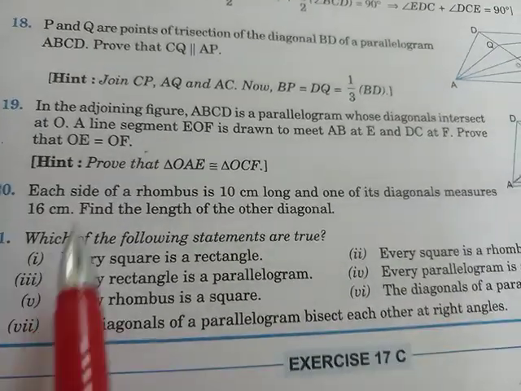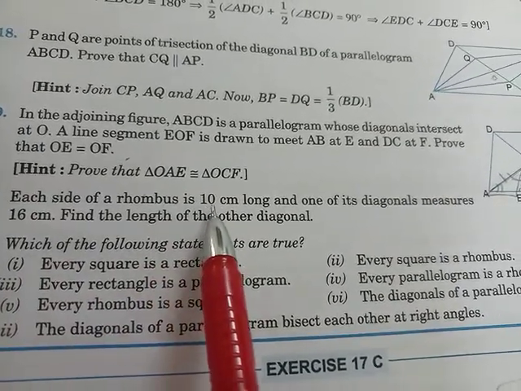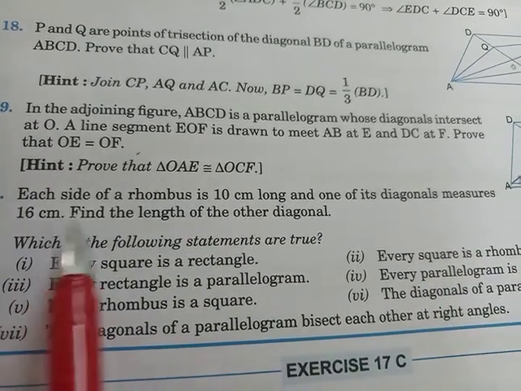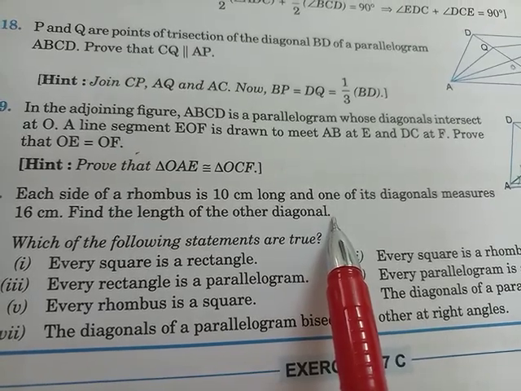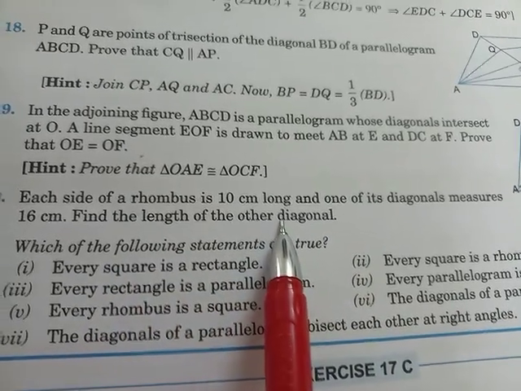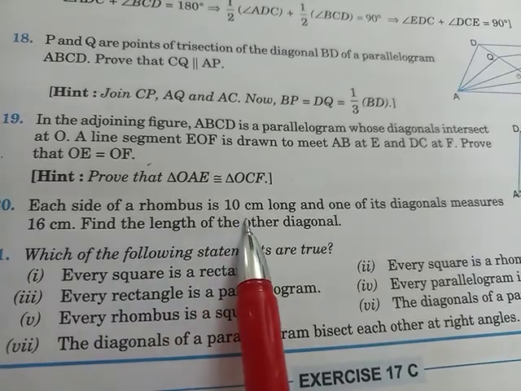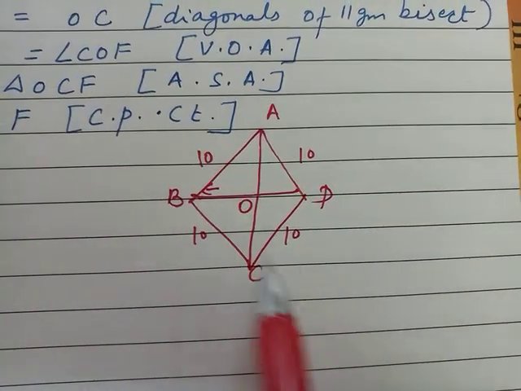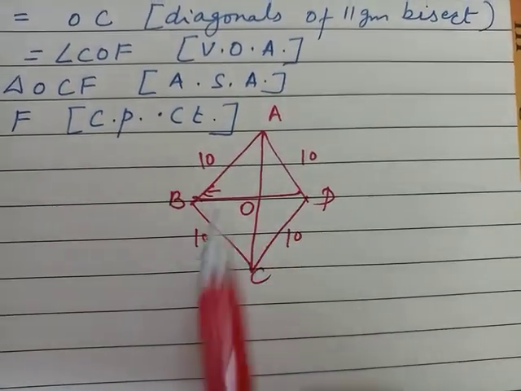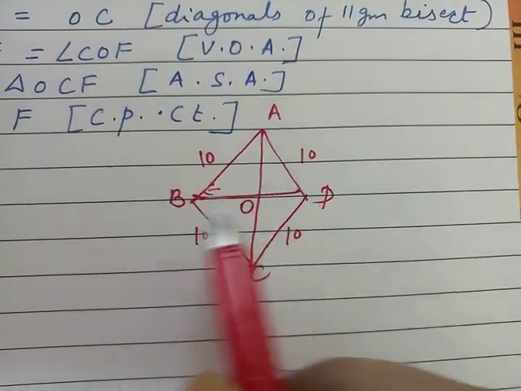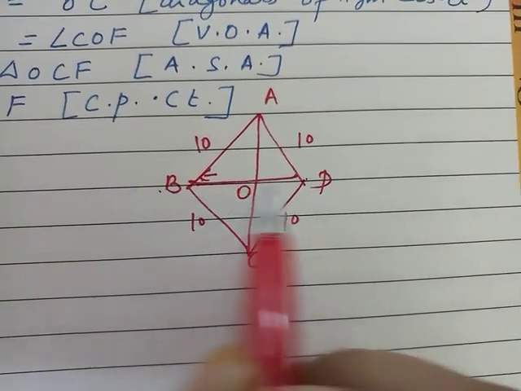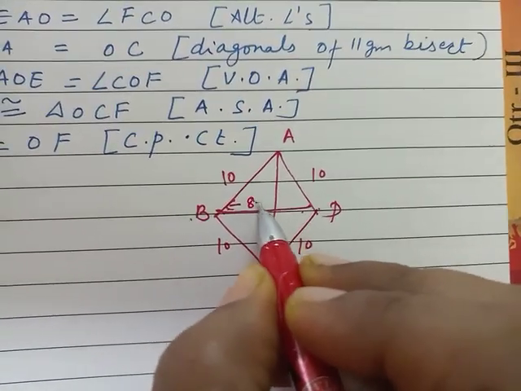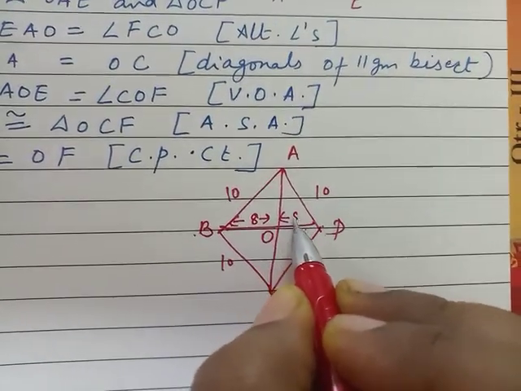We come to question number 20 now. Each side of a rhombus is 10 centimeter and one of its diagonals measures 16. Find the length of the other diagonal. I'll just frame an equation for you and you can calculate it easily. So we are given a rhombus, each side measures 10. One diagonal is given as 16, so I consider the diagonal BD as 16. Half of BD will become OB, that becomes 8. So this is 8. This is also 8.